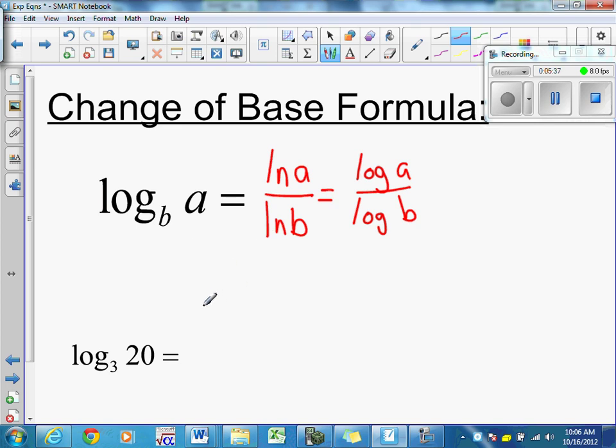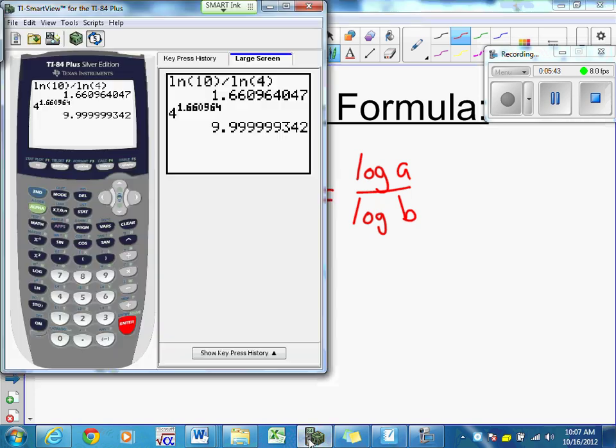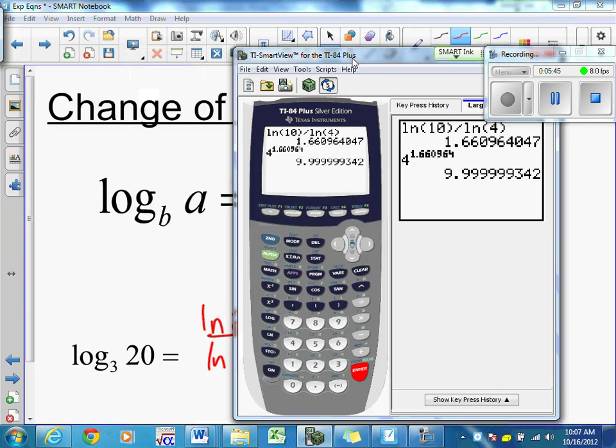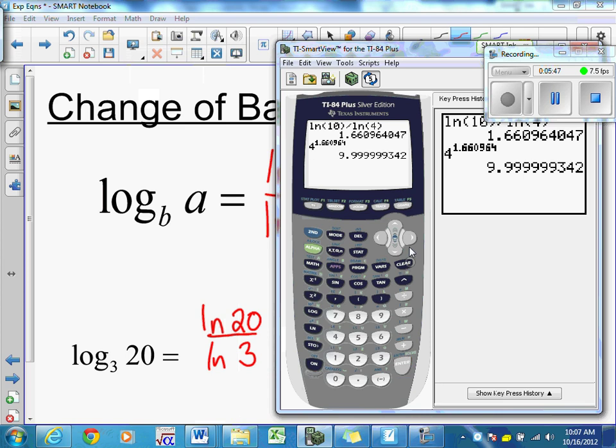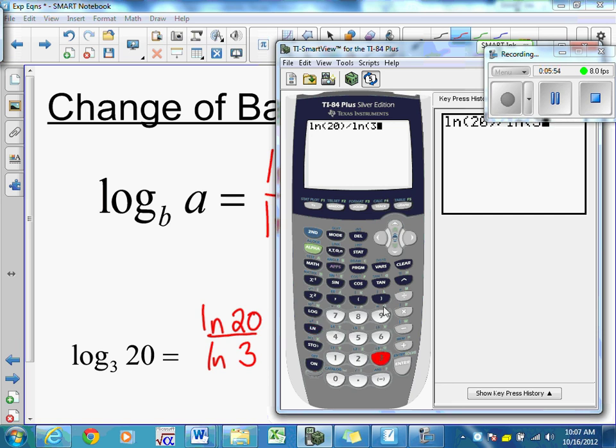Let's look at this example. Log base 3 of 20. This is the natural log of 20 over the natural log of 3. So if we put that in our calculator, this is the natural log of 20 divided by the natural log of 3. Make sure you get the parentheses right and are careful to put parentheses in there.